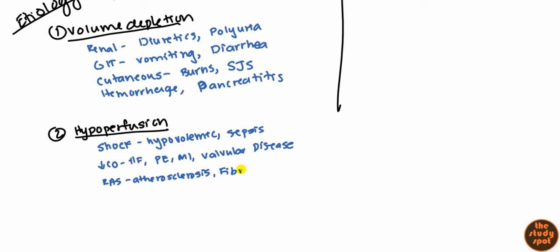And this can either be due to atherosclerosis or fibromuscular dysplasia. These are two conditions that you want to keep in mind. These are also associated with some syndromes, such as neurofibromatosis type 1, Williams, and Alagille syndrome.